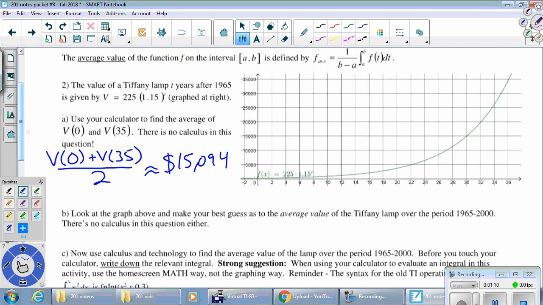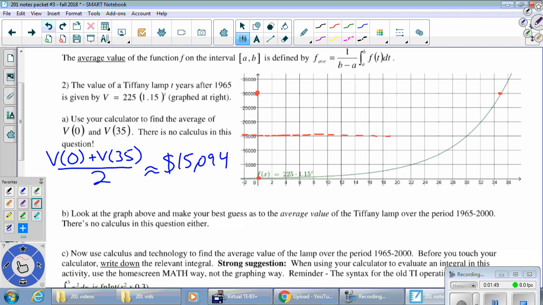Okay, let's take a look at the picture. So 15,094 is the average of the starting value of this Tiffany lamp, which is right there, not very much, and the ending value after 35 years. So I'm going over here to 35. Where's 35? Right in the middle there. So we're going up to here-ish, and then coming over to here-ish. And we are taking the average of those two y values here, and it's basically 15,000, but it's just a hair over 15,000. And so 15,094 is like there.